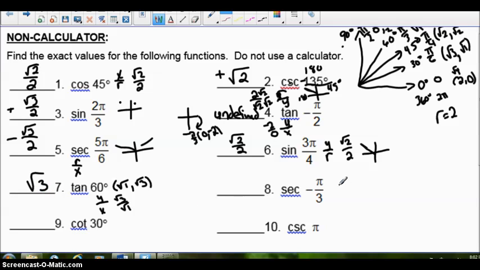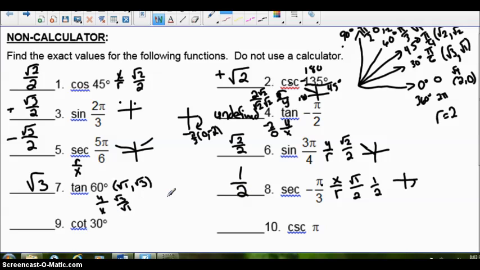Okay, secant of negative pi over 3. Well, it's referencing pi over 3, so I'm going to use those x, y, and r values. Secant is x over r, which will be the square root of 1 over 2, or simply 1/2. Secant of negative pi over 3 means I would be going pi over 3 this direction, so I'm in the fourth quadrant. Secant in the fourth quadrant is positive, so 1/2.